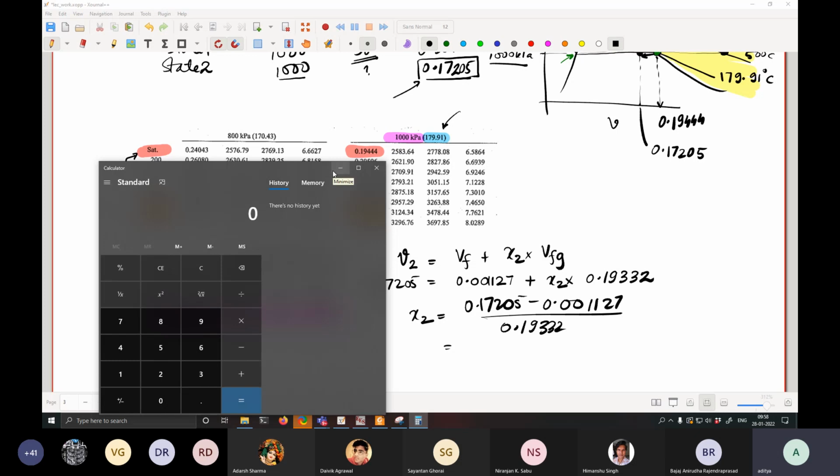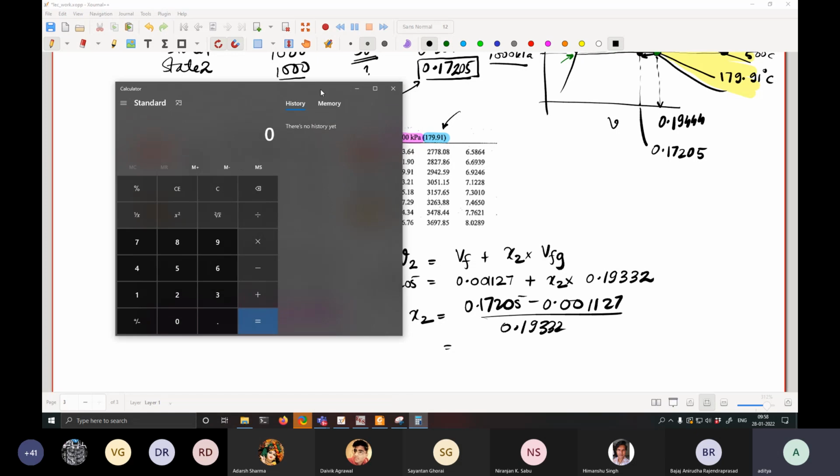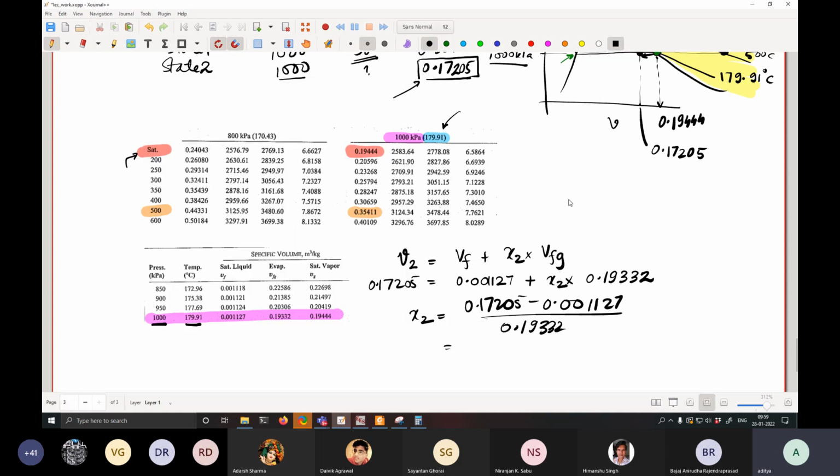Well, the book doesn't even tell the answer. So let's do it. So what is it? 0.17205 minus 0.001127, divided by 0.19332. So 0.8841. So this comes out to be 0.8841.